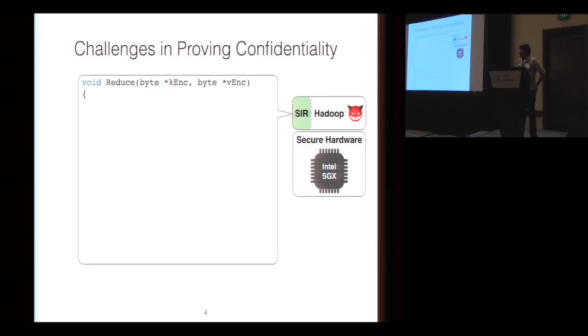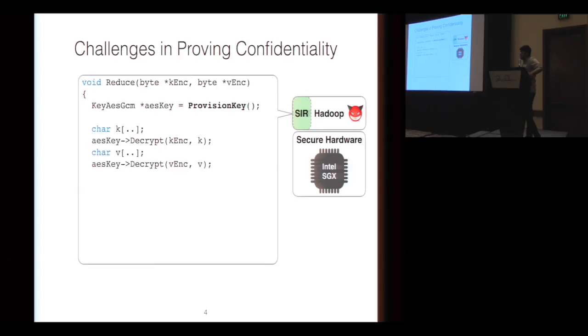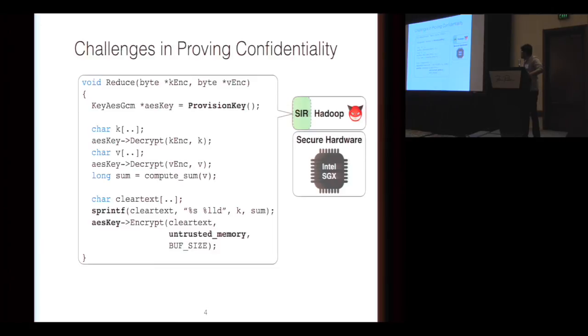So let's look at what could go wrong and what are some of the challenges involved in proving confidentiality. Let's look deep into the implementation of a reduce method from the VC3 effort. First, since the reducer is going to decrypt the key value pairs, we need a way to provision an encryption key within the SIR to decrypt them. Next, the key value pairs will be brought from outside, decrypted, and computed on, then the result is serialized onto a buffer called clear text, encrypted, and sent outside the SIR.